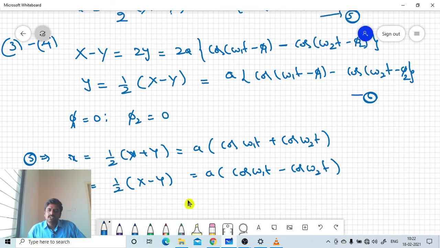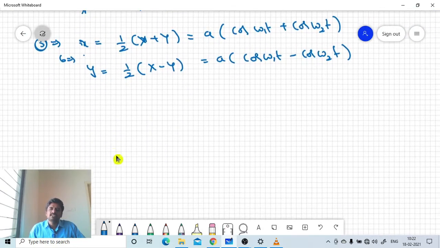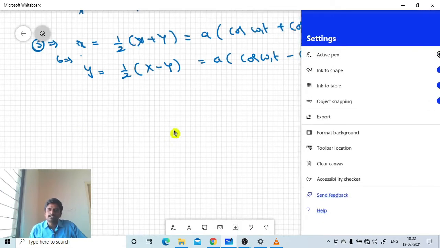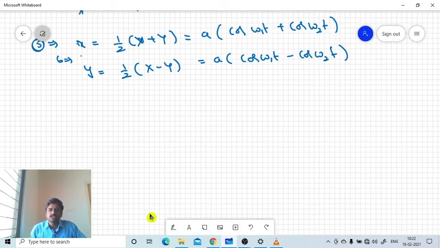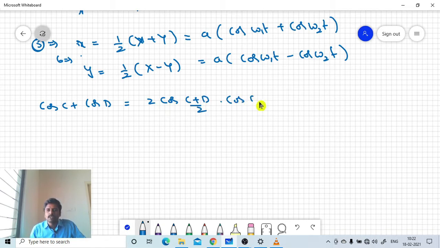See, now if we take this, we can get some trigonometric equations. So take the cos C plus cos D formula. What is the formula for cos of C plus cos of D? You know this one: 2 cos of C plus D by 2 into cos of C minus D by 2. This is the formula we have.